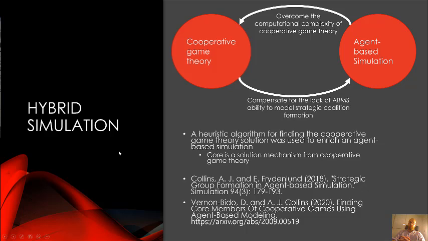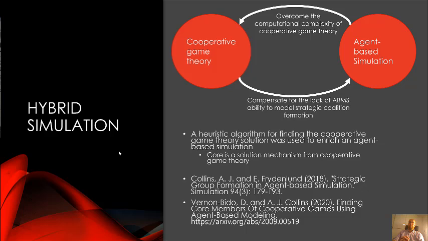So why hybrid simulation? Why are we doing this? Well, the reason is that cooperative game theory is the way of dealing with strategic group formation. However, it's got all kinds of issues. Normally you have to solve it analytically, and even a simple game with a large number of players is computationally intractable. So agent-based modeling allows us to produce a heuristic approach to overcome at least some of the computational complexity issues. And why do we need cooperative game theory with agent-based modeling? Well, agent-based modeling lacks such strategic coalition formation behavior.